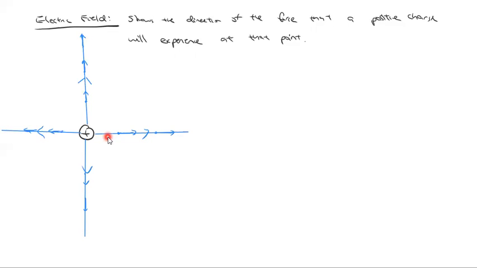And simplistically, that's my electric field for a positive charge. Because as I said, the field just simply shows the direction of the force that a positive charge will experience at that point. So anywhere on this line, it's just going to go up. If I put a positive charge anywhere on this line, it's just going to go up. Anywhere here, it's just going to go right. Anywhere here, it's going to go down. Anywhere here, it's going to go left. All right.